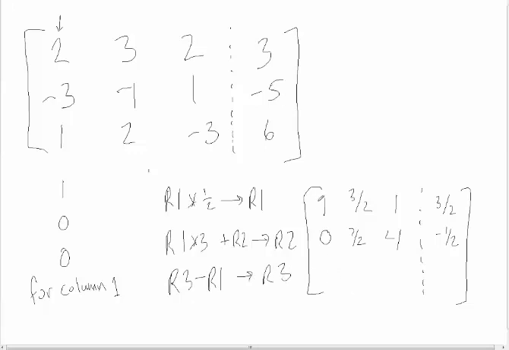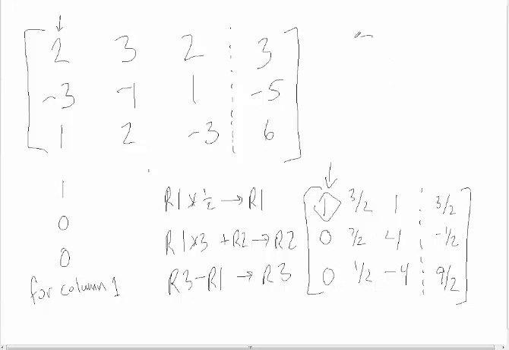And so we subtract 1 from 1, we get 0. Subtract 3/2 from 2, and we get 1/2. Subtract 1 from -3, we get -4, and subtract 3/2 from 6, and we get 9/2. So there we've got a 1 up here, and then zeros below.